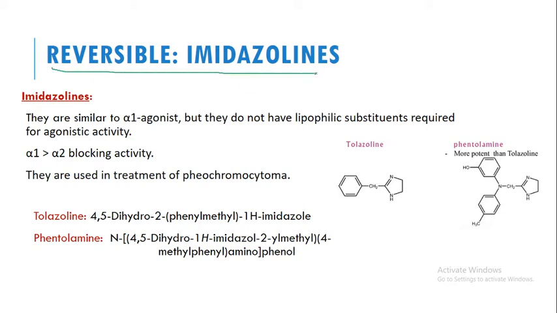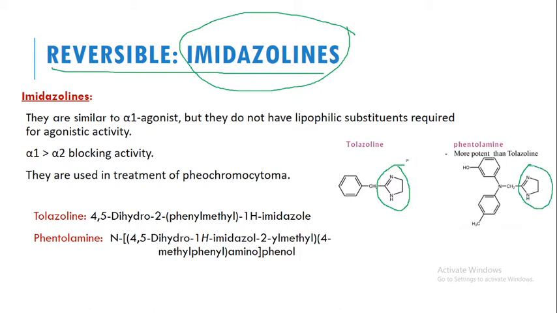Reversible non-selective alpha antagonists, or we can say imidazoline derivatives. This imidazoline ring is present in both drugs, phentolamine as well as tolazoline. The structures are similar to alpha 1 agonists, but they do not have the lipophilic substituent required for agonist activity. Okay, so lipophilic substituents are not there.